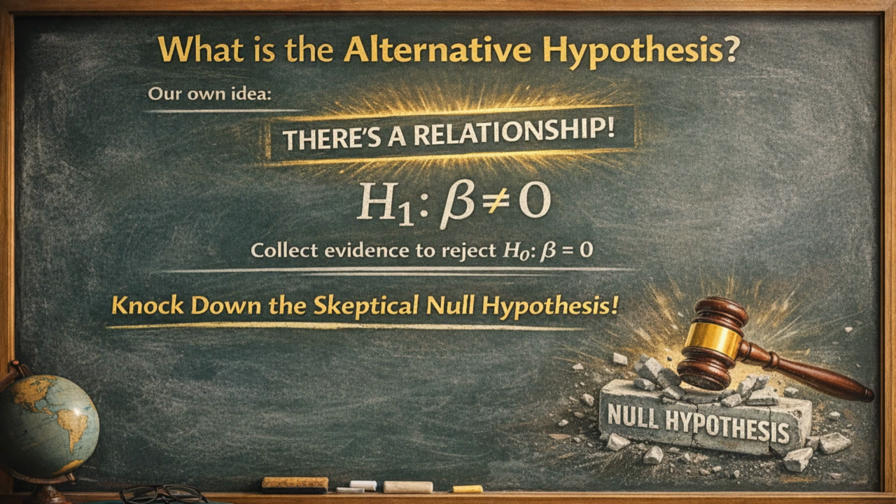And our own idea that there is a relationship is called the alternative hypothesis, or H1, such that beta is not equal to 0. So the whole game is to see if we have enough evidence in our data to knock down that skeptical null hypothesis.